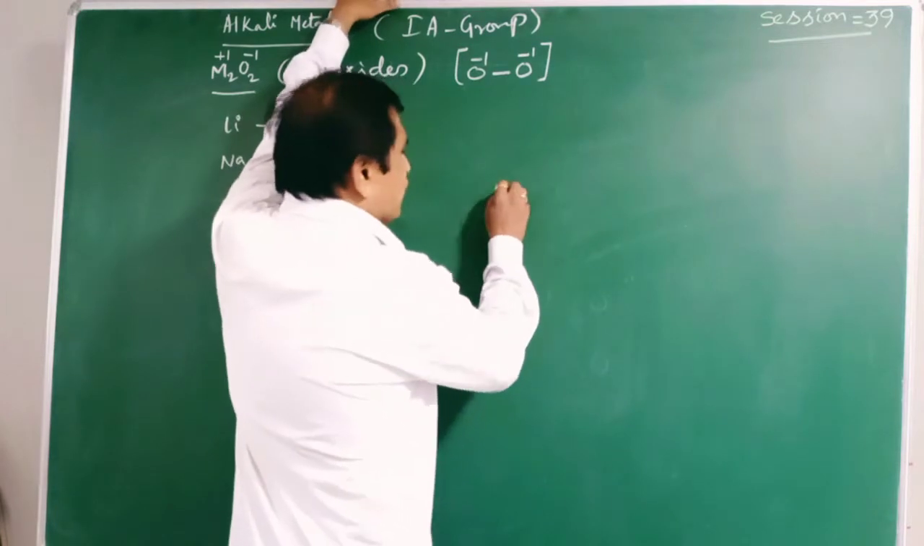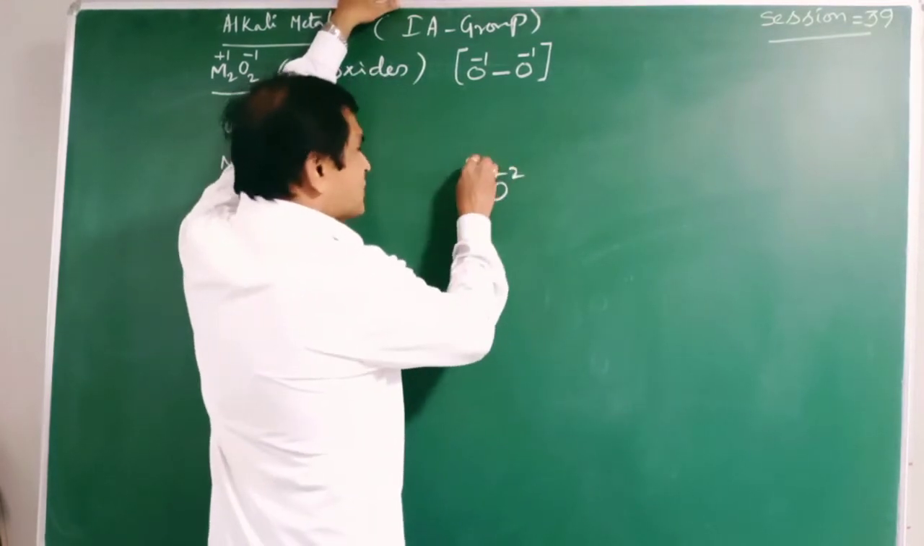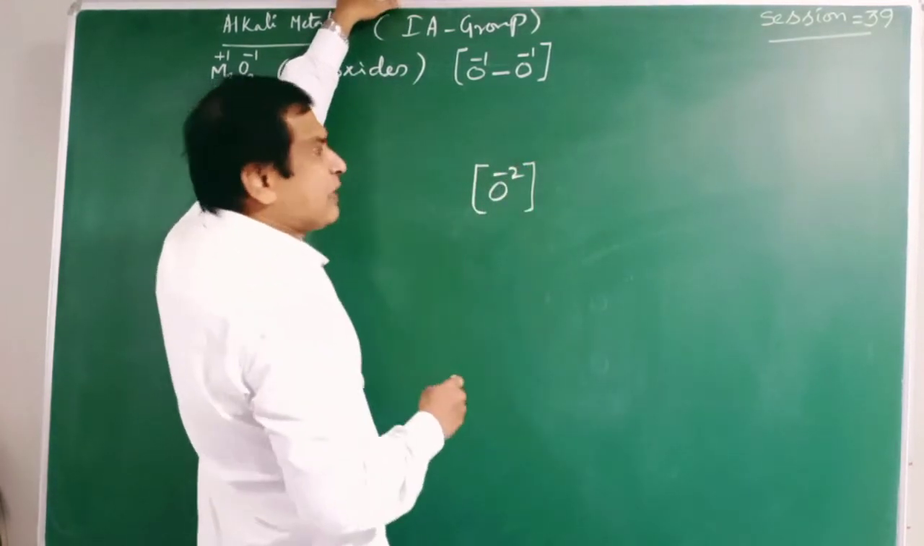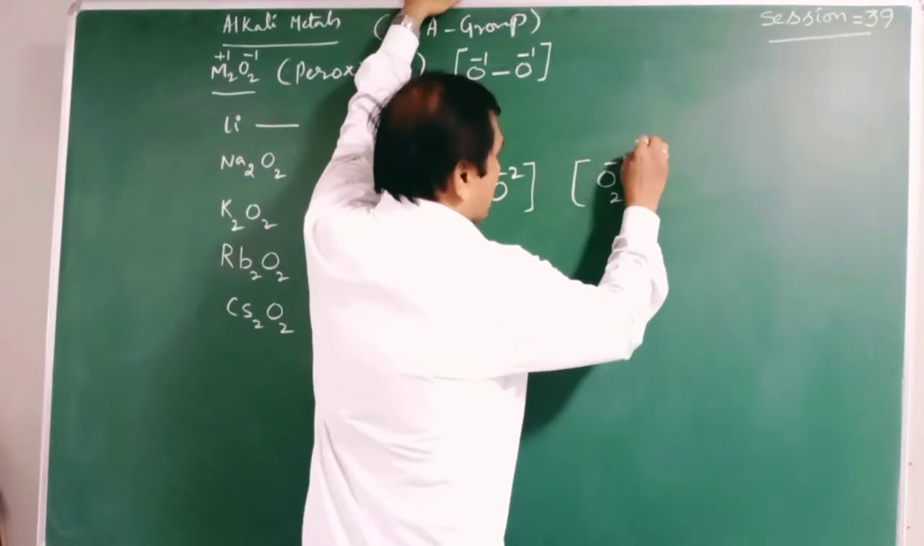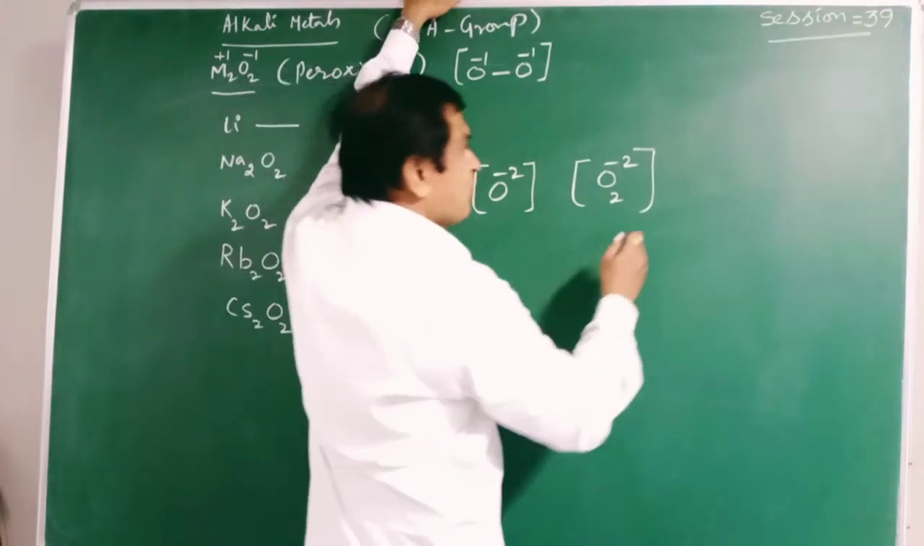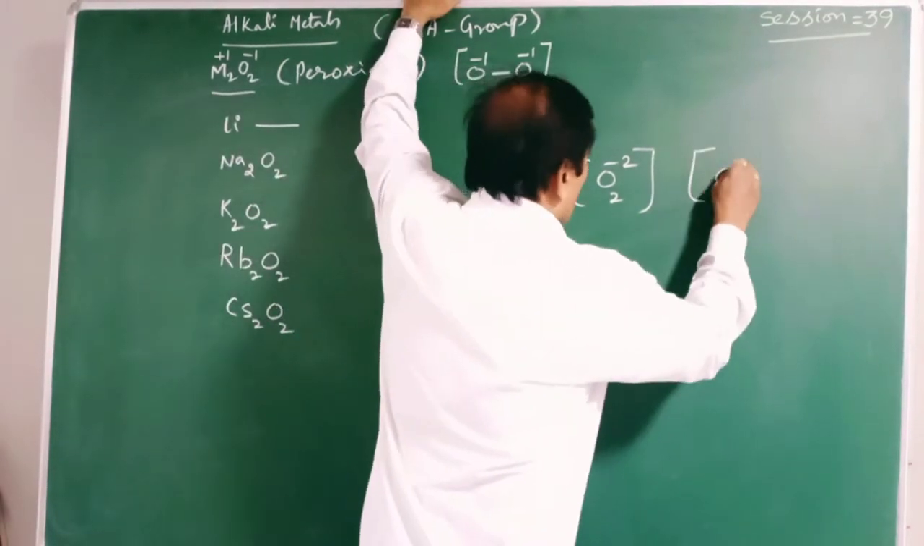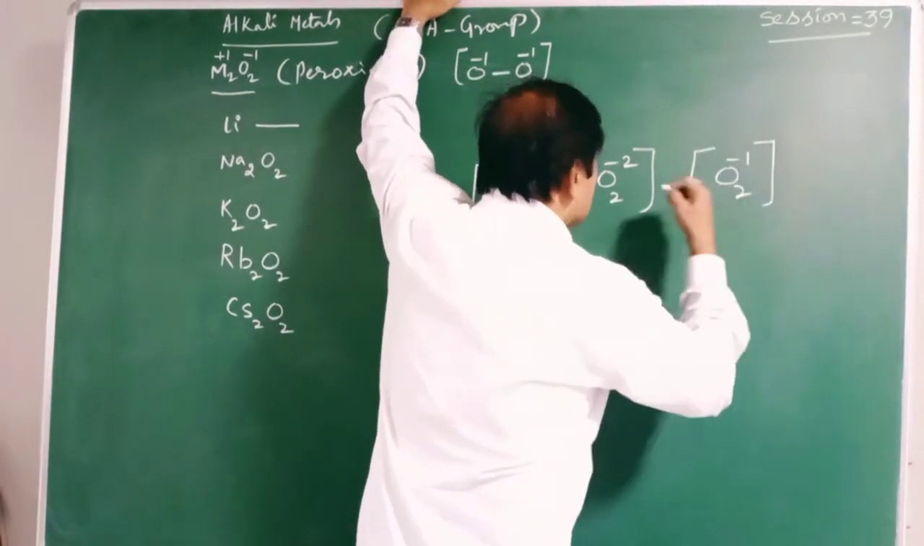Oxide formula, we know that O2-, this is oxide. Next, what is a peroxide? O2 2-. What is the formula of superoxide? O2 -1.